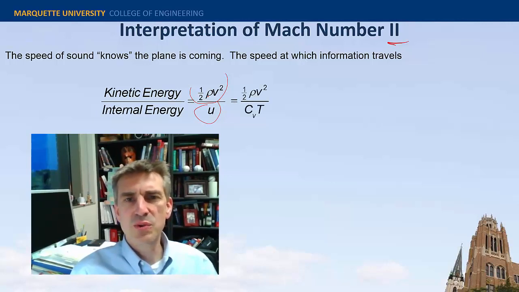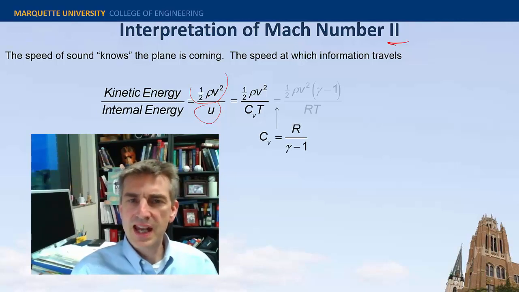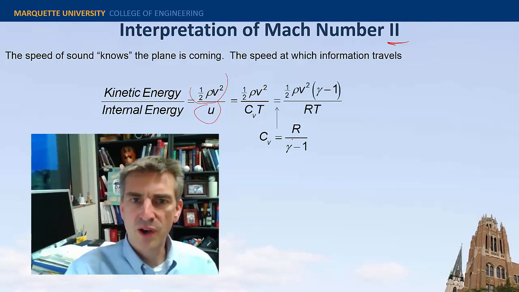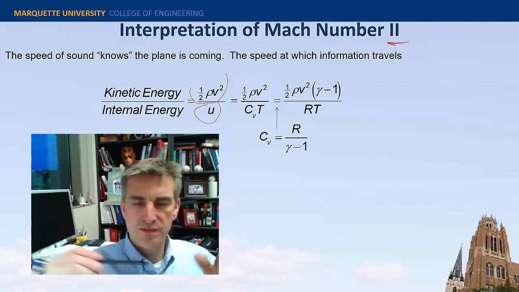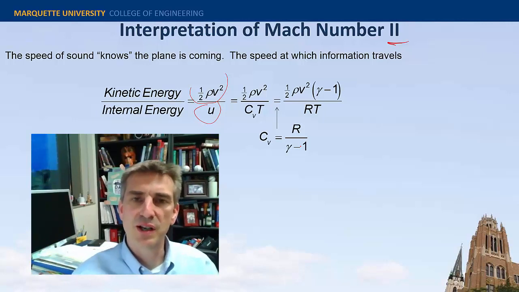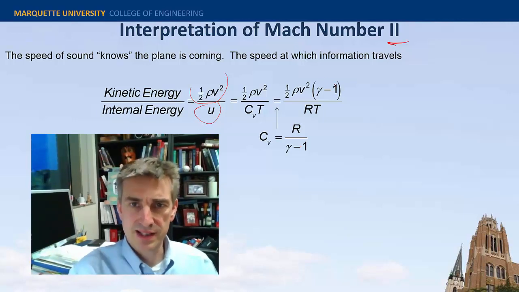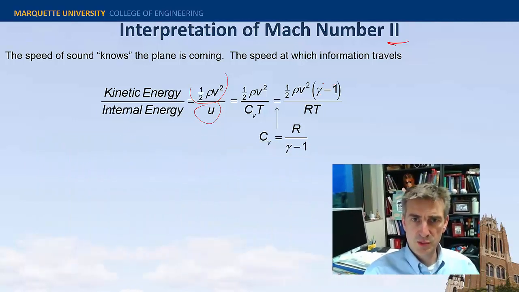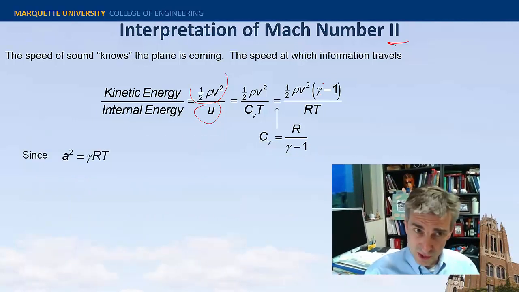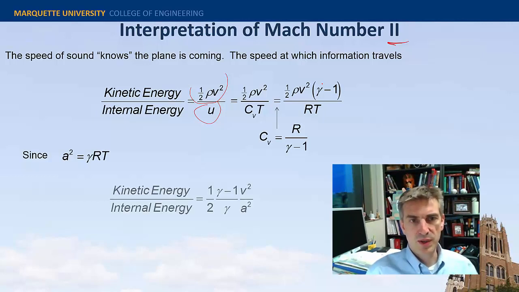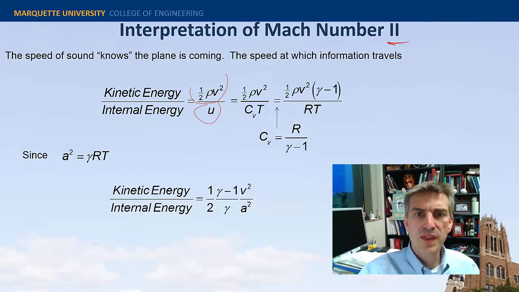So we could write U as CVT, right? Now I know that CV is equal to R over gamma minus 1. You would have found that out if you tried the coffee break. And so I can substitute that in there and get this gamma minus 1 in the numerator. Now, I know, too, that the sound speed is gamma RT equals A squared. So I can put that in for this guy right here, that RT is equal to A squared.